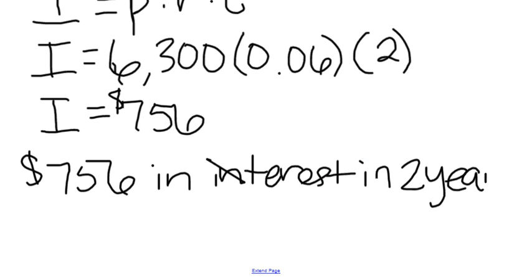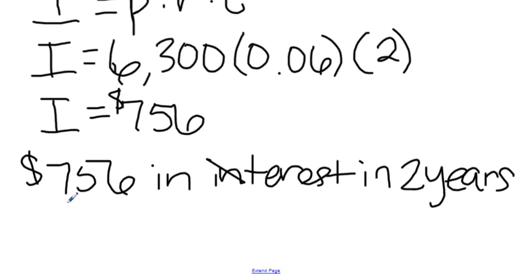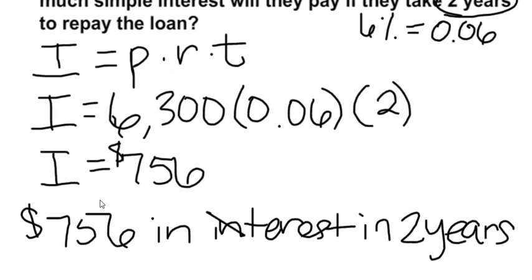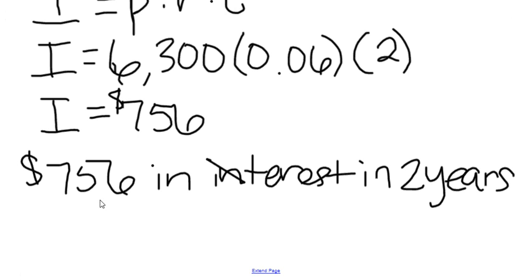All right, so on top of the $6,300 that they have to pay, they also have to pay an additional $756 in 2 years. All right. Sometimes they're going to ask you a question like, how much do they pay in total? So that means when you're borrowing money, you still have to pay back what you owed, but you also have to pay back your interest.